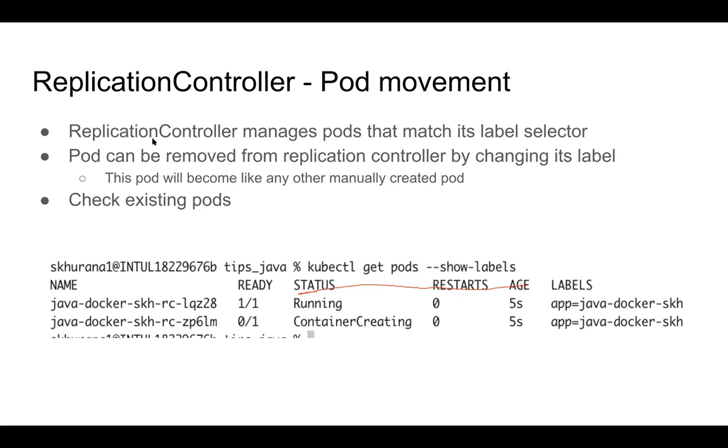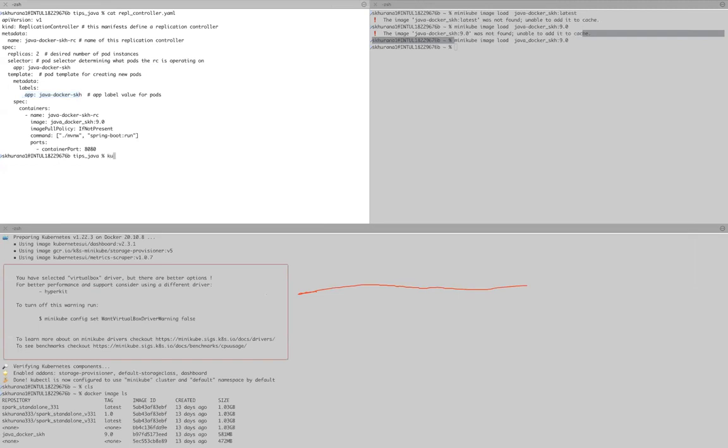Now, the replication controller manages pods that match its label selector. We discussed that. A pod can be removed from the replication controller by changing its label. Once we do that, this pod will become like any other manually created pod. So we're going to see the labels of the pods. kubectl get pods, show labels. Oh, I forgot to create the replication controller. So let's do that. Now we'll see show labels.